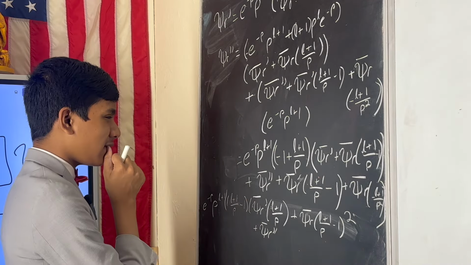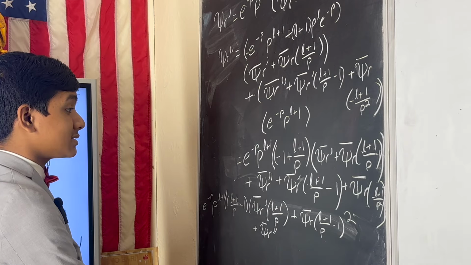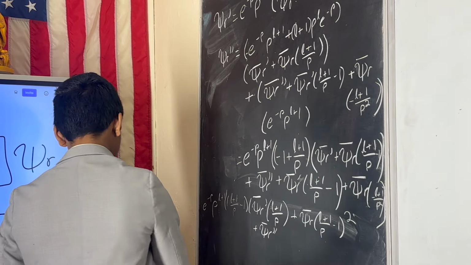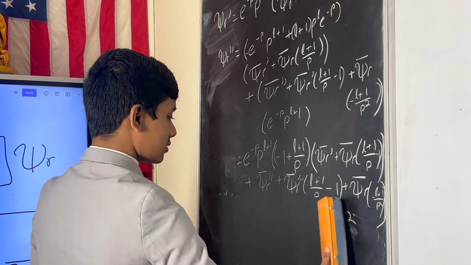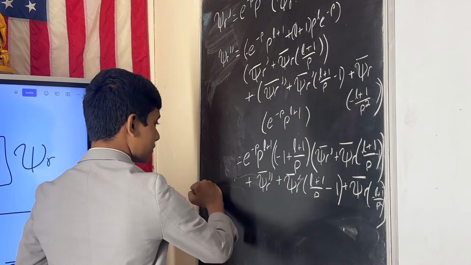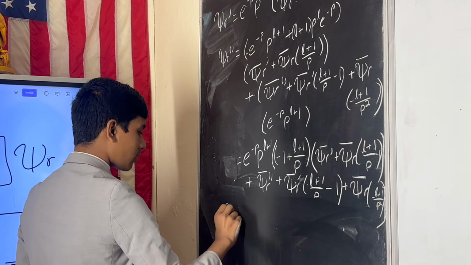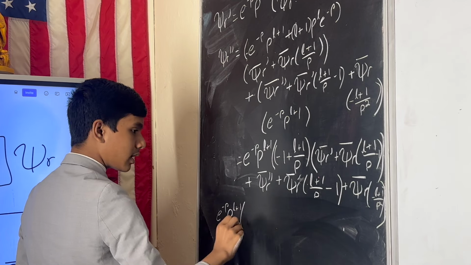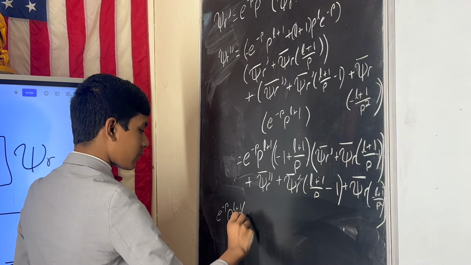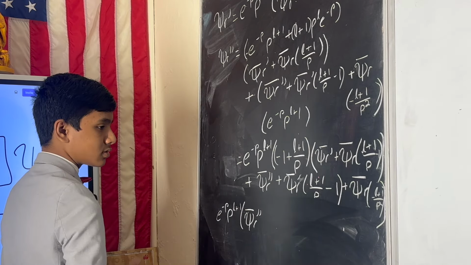Wait a minute. Oh boy. Actually, it's much worse than what I thought. So let's see what happens when we distribute this out before we put this into the equation. E to the minus rho to the L plus 1 times this goes first. Then all the additional terms come second.